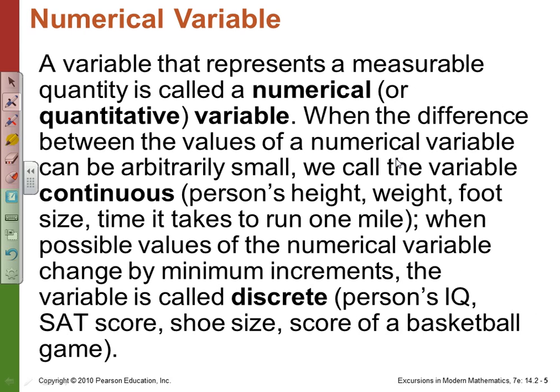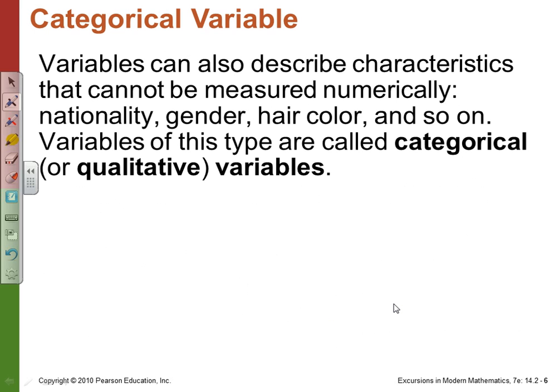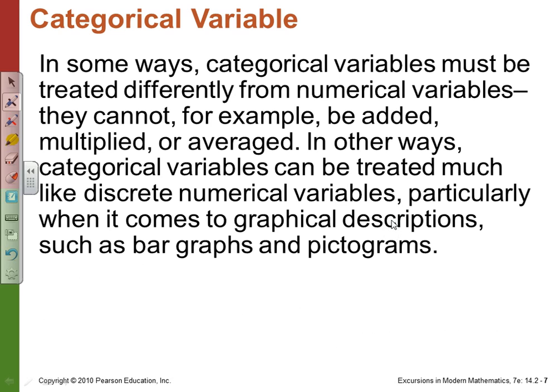I have a quantitative variable. I could have a variable like green. I have discrete variables like shoe size. I have a category. So my categorical variable could be gender. In some ways, categorical variables need to be treated differently than numerical variables, blah, blah, blah.